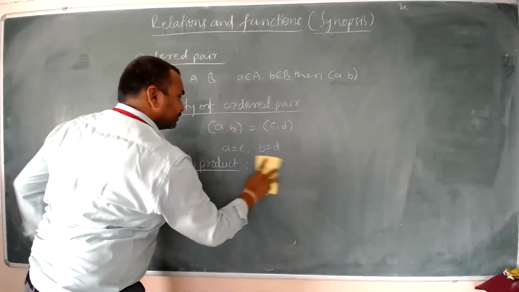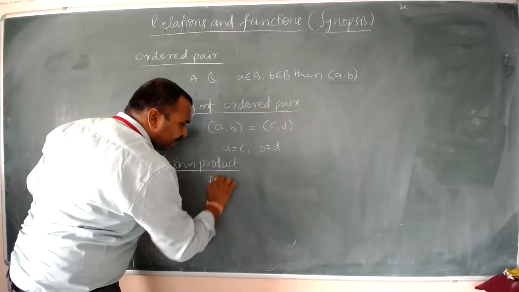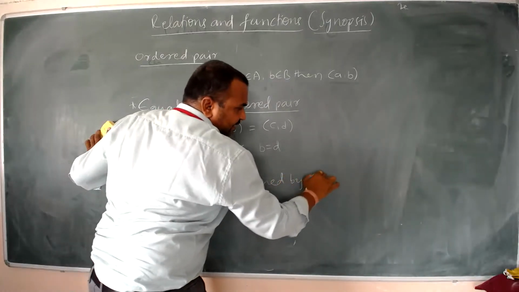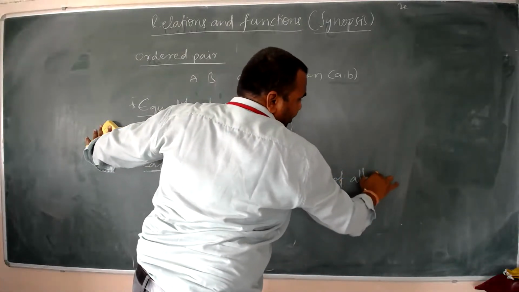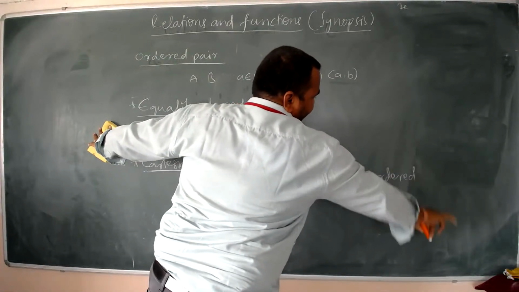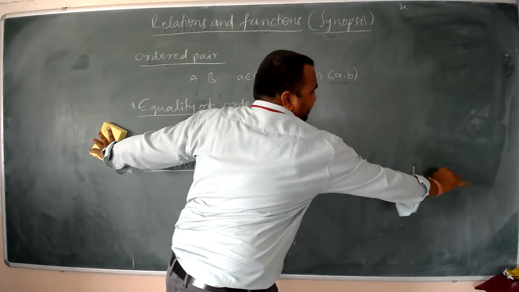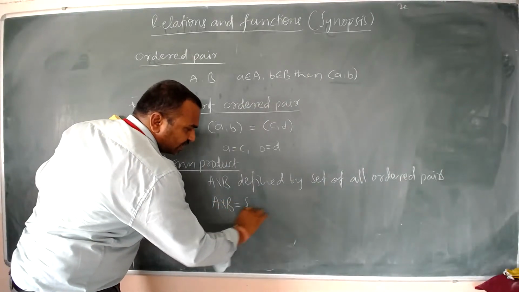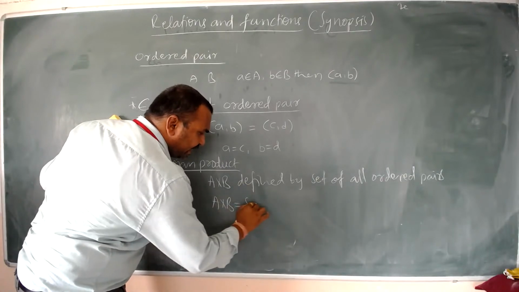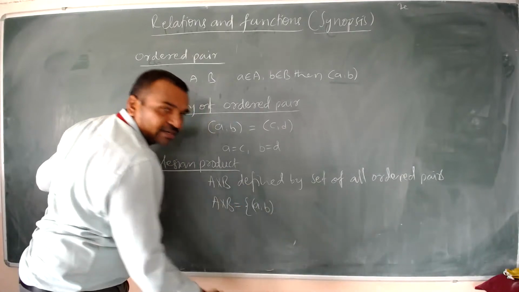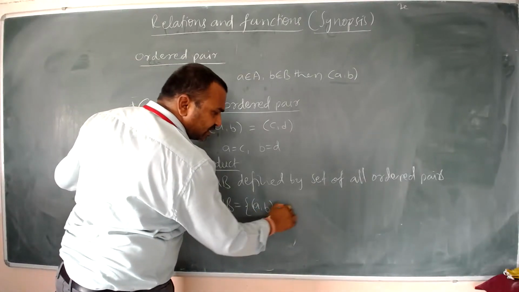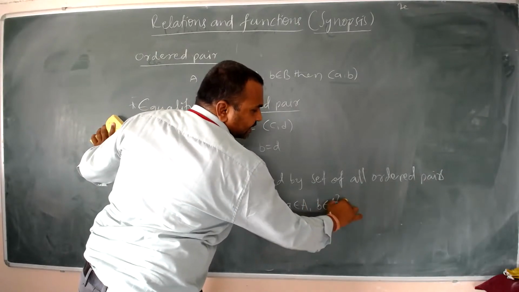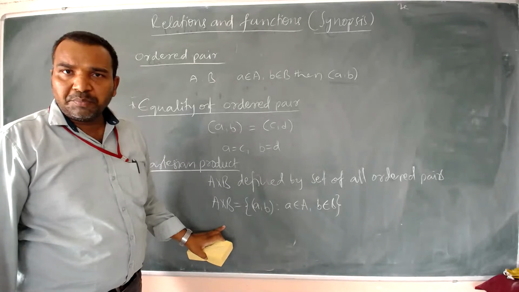See, A cross B is defined as the set of all ordered pairs. That is, A cross B is equal to what? There are ordered pairs (a, b). Here, what is a? What is b? a belongs to the first set, b belongs to the second set. This is the definition of Cartesian product.